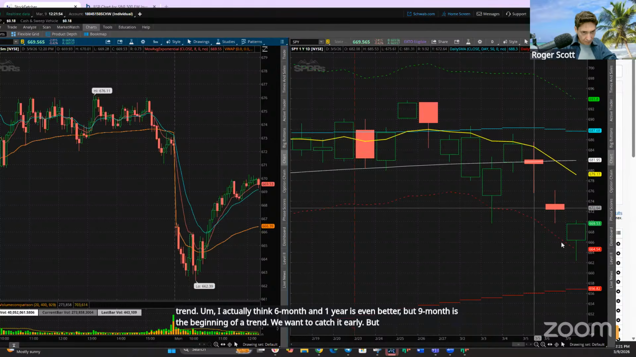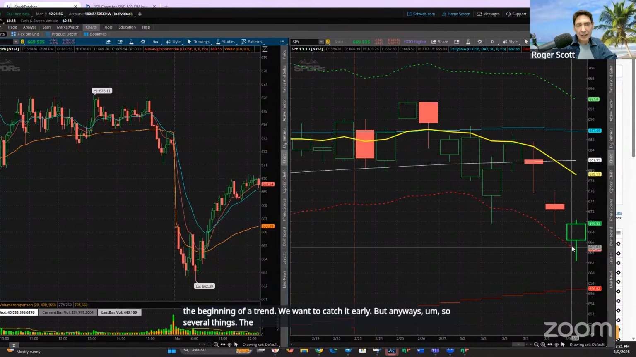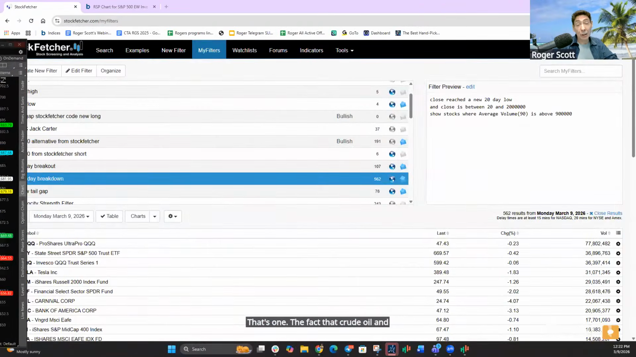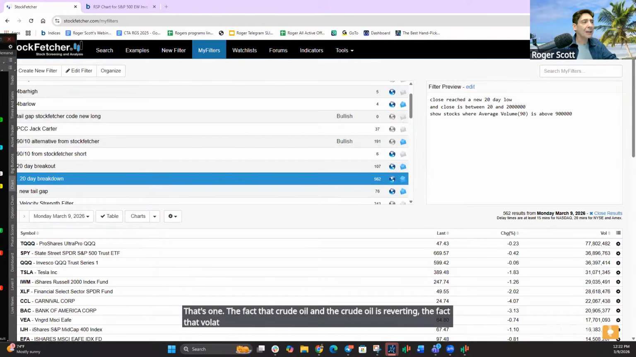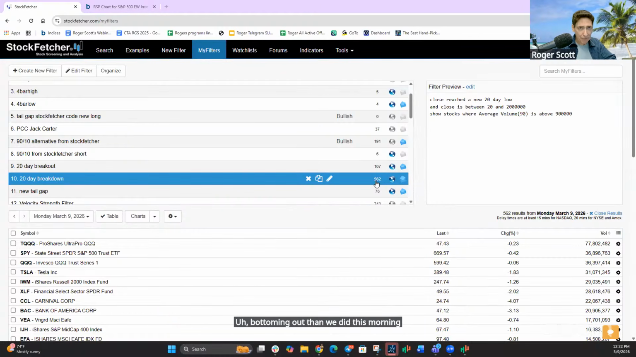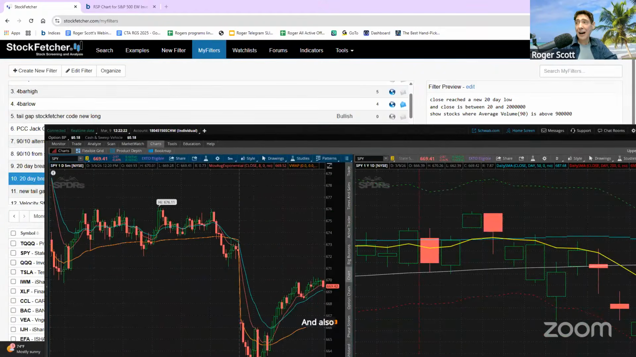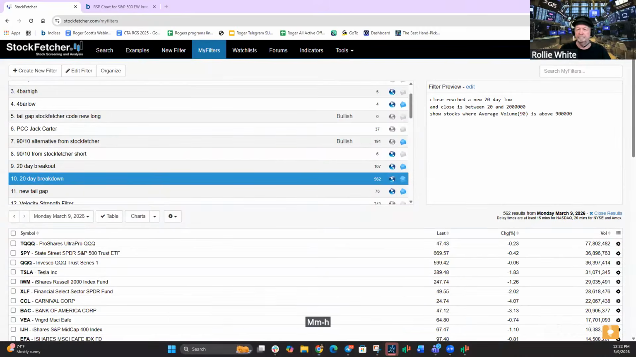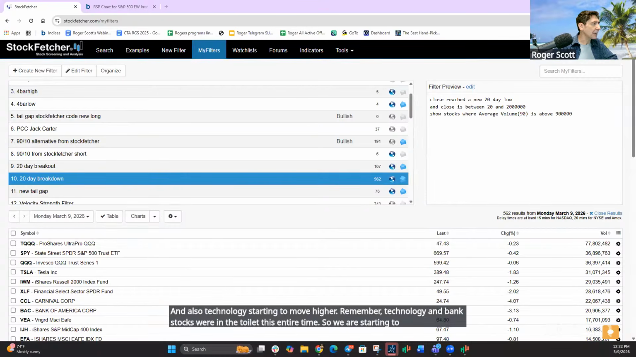But anyways, so several things. The fact that we are in oversold territory here, that's one. The fact that crude oil is reverting, the fact that volatility is reverting, and the fact that we are near key levels like the 200-day moving average and 100-day moving average on certain indexes, and the fact that we have fewer stocks bottoming out than we did this morning. That is significant to me. And also technology starting to move higher. Remember, technology and bank stocks were in the toilet this entire time. So we are starting to see something.